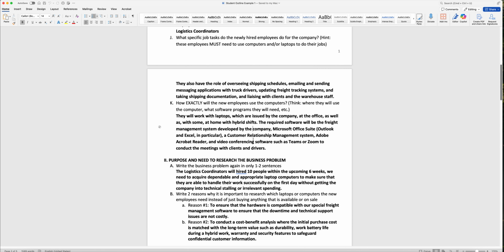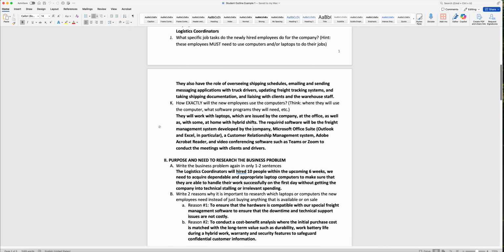And this question, how exactly will the new employees use the computers? This is to help bolster your argument. So your proposal is supposed to be a document that is persuasive, right? You need evidence to persuade people. Think about a court case. If you want to win your court case, you can't just go in there and say, give me my money because they owe me money. You need proof, you need receipts, you need documentation.